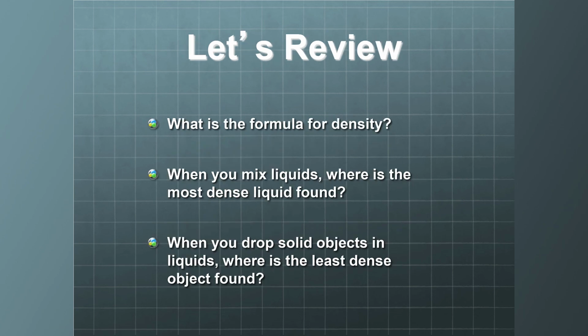So let's take a second and review. What's the formula for density? When you mix liquids, where's the most dense liquid going to settle? And when you drop solid objects in liquids, where will the least dense object be found? Our formula for density is mass divided by volume. You will find the most dense liquid at the bottom, and you will find the least dense object floating at the top of the surface.